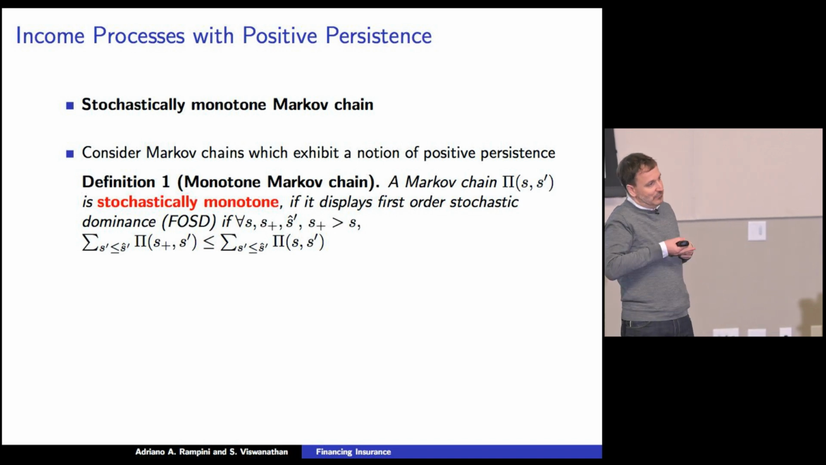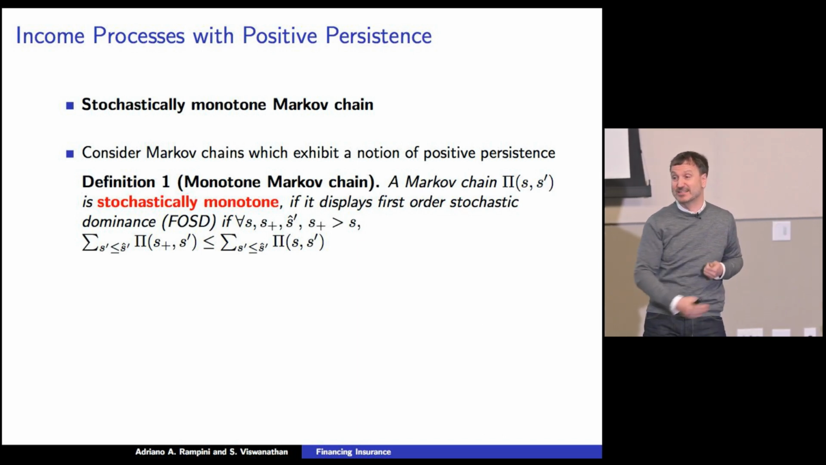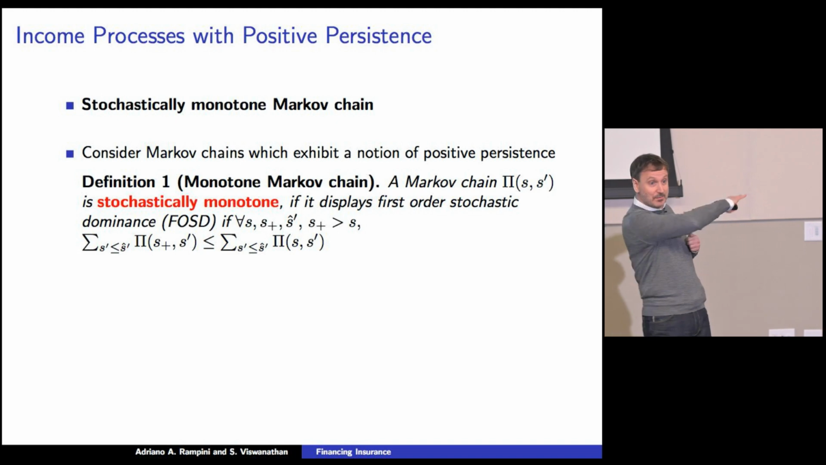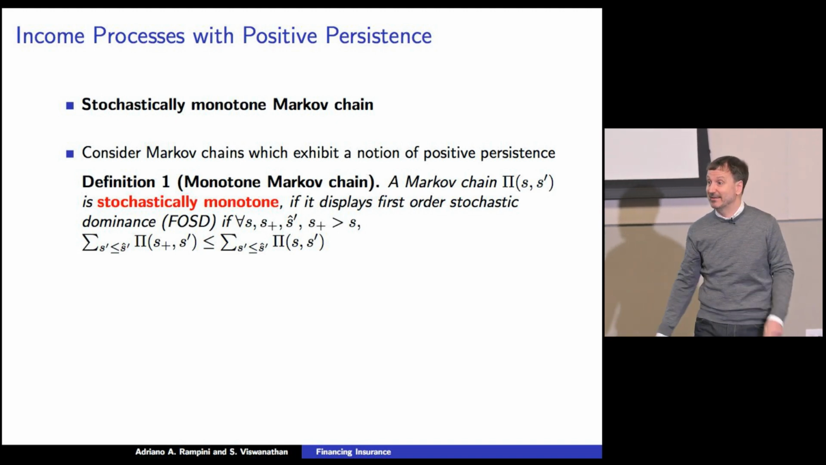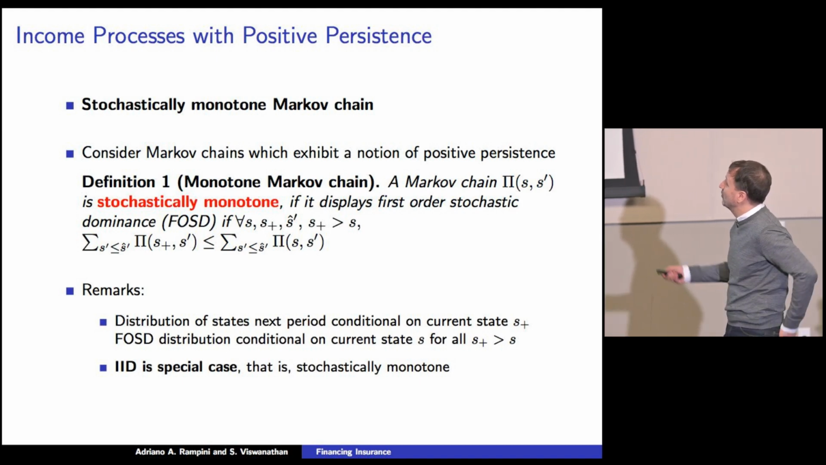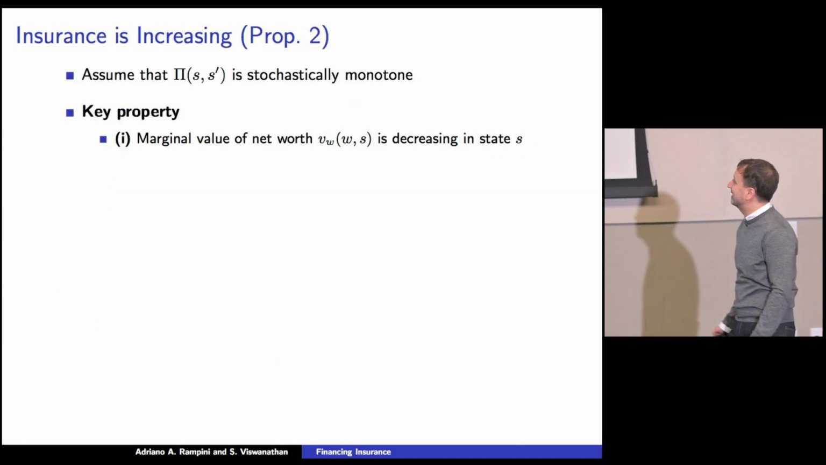All that means is that if today I'm in a higher state, then there's a first order stochastic dominance shift about the future. Essentially, if I'm healthy today, it is more likely that I'm healthy tomorrow in a first order stochastic dominance sense. All right, that's all I'm going to do. IID, of course, is a special case of this, so we can also consider the IID case.